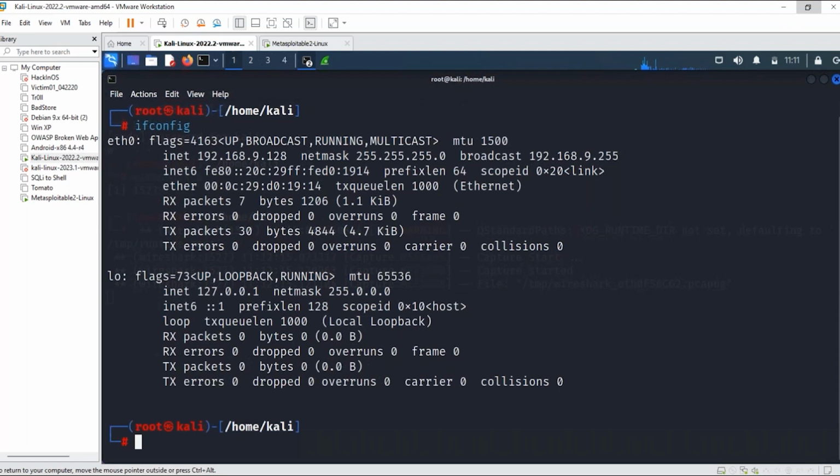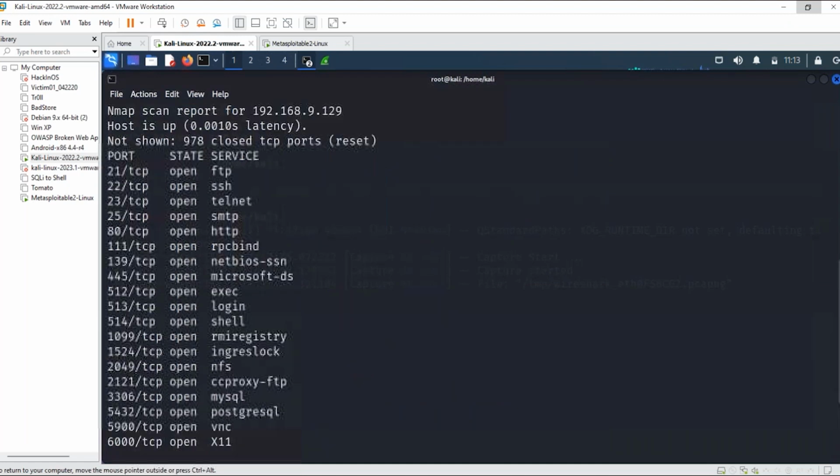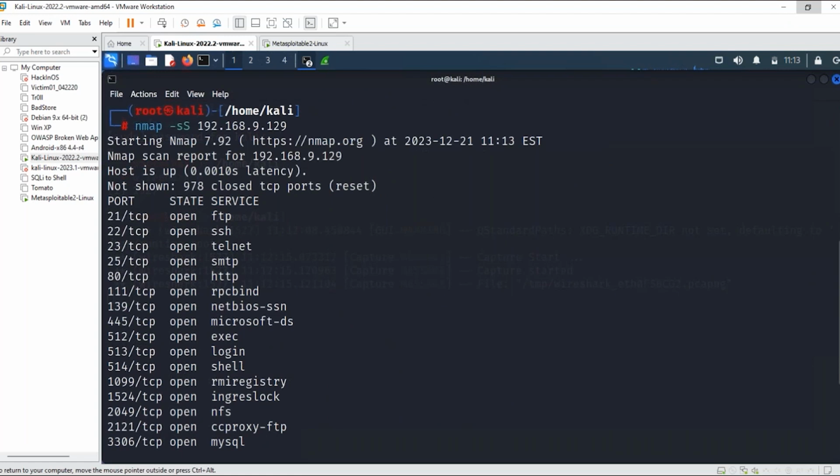If you're performing a scan from the offensive side, if you talk about it, 192.168.9.129. Okay. If you're trying to perform a scan and trying to determine what all ports are open and what all services are running in the target machine, you have performed the scan using nmap. Okay. And we got the results.